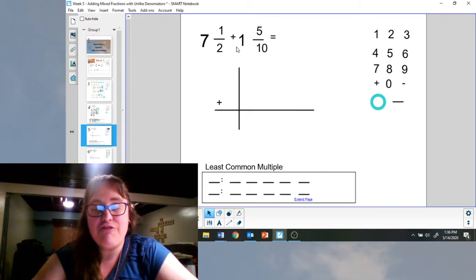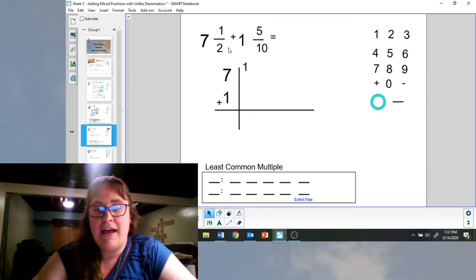We've got 7 and 1/2 plus 1 and 5/10. We're going to bring this whole number down. Remember, this line separates our whole numbers. So we've got 7 plus 1. And then we're just going to simply take the fraction 1/2 and our fraction 5/10 down. Looks like I could have given myself a little bit more space, huh? All right. Are my piece sizes the same? No, they do not have the same denominator. So I've got to find an equivalent fraction.